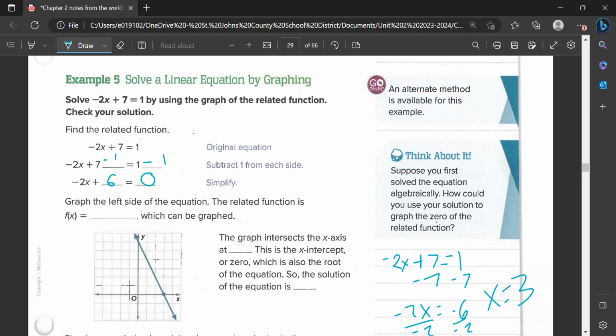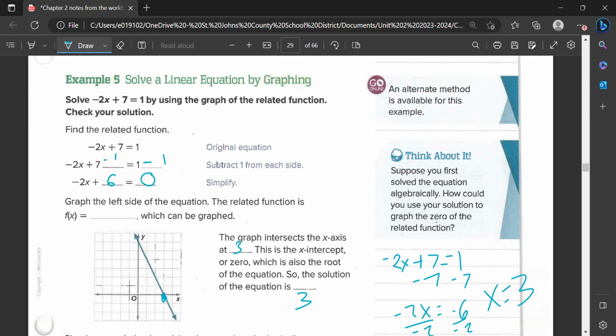But to graph this, you go up 6. The number without the variable is your y-intercept, so 6. And then the slope is down 2, to the right 1, down 2, to the right 1. So 1, 2, 3. So x equals 3 is still the right answer, just like we solved it down here. Or you could have just looked at the graph and seen that it was 3. So the solution of the equation is 3.